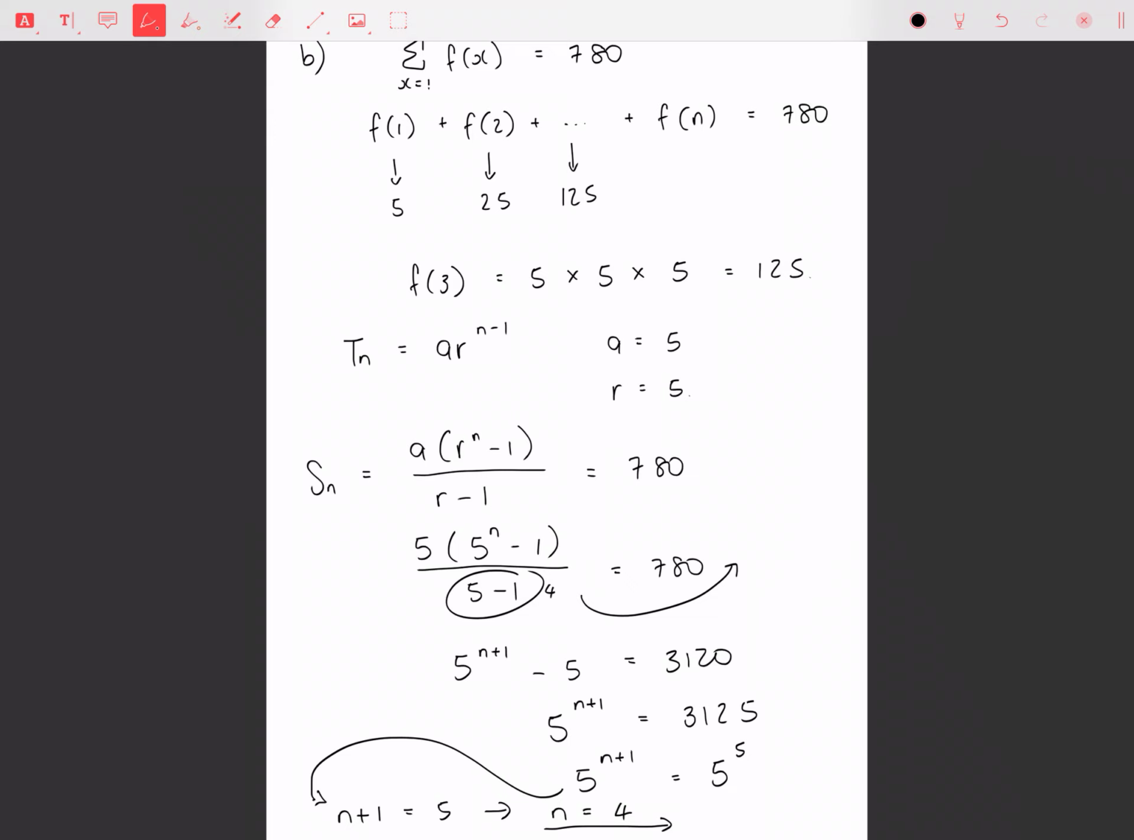If you wanted to check, this is your first term, your second term, your third term. And if you do your fourth term, that would be 5 to the power of 4, which is 625. And if you add all of these together, you will get 780.